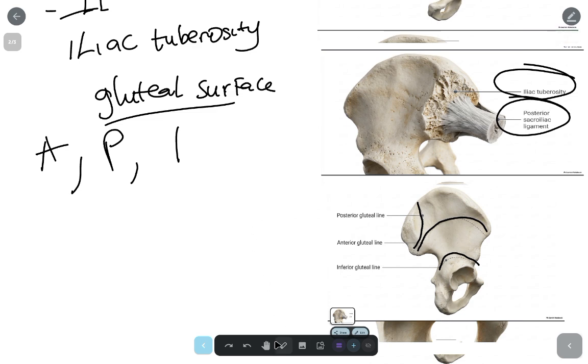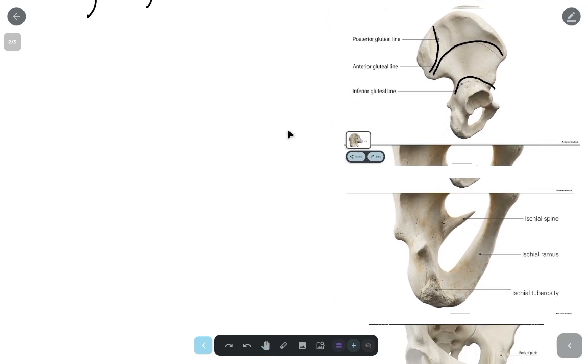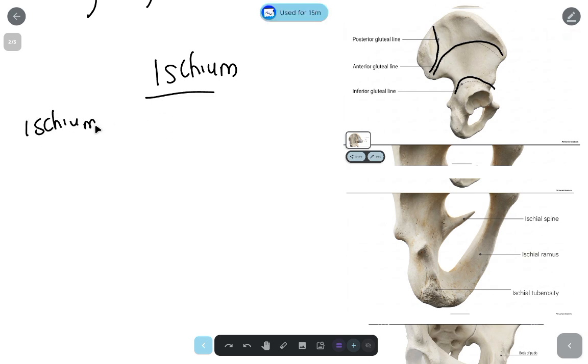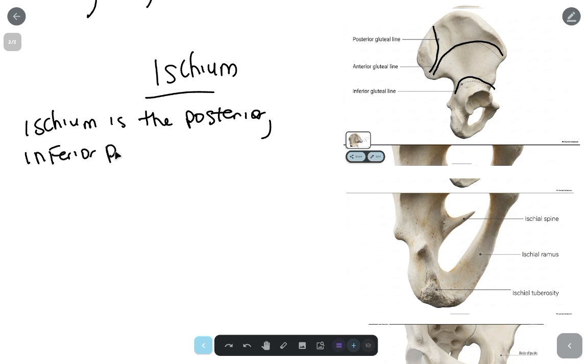So let's talk about the ischium. What are the important things you have to know about the ischium? The ischium is the posterior inferior part of the hip bone. So that should be your number 1 point.